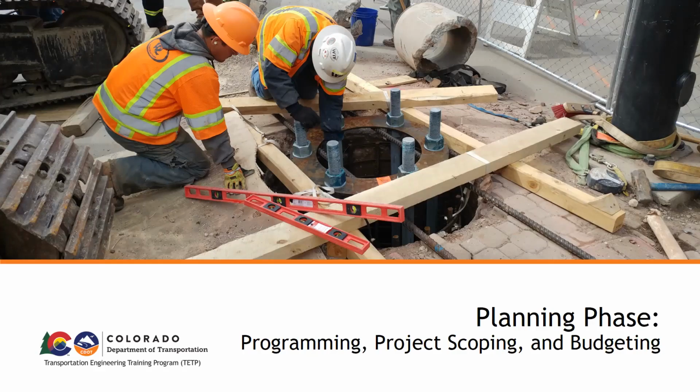Welcome to Module 2 of the CDOT Utilities Process Management course. In this module, we will review the planning phase, which includes programming, project scoping, and budgeting. We will also see the number and types of utilities involved and how each project can greatly be affected by how long the utility coordination may take, and the impact to the design and construction phases when it comes to budgeting, scoping, and programming.